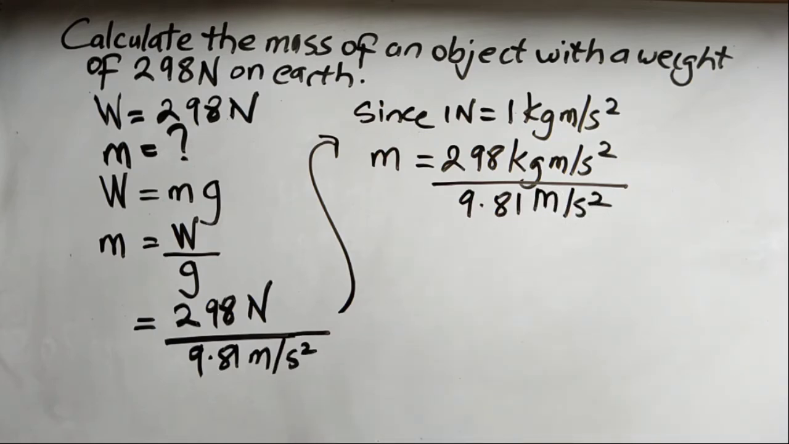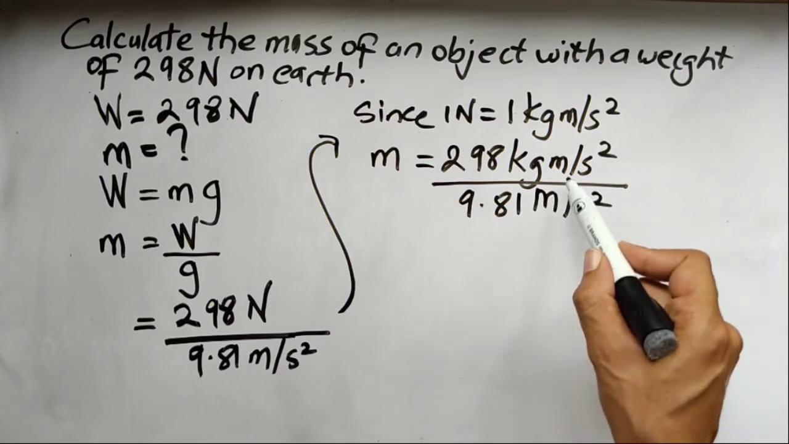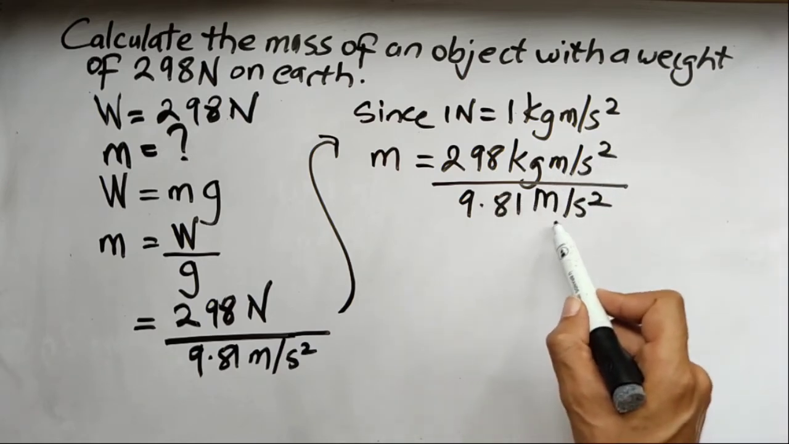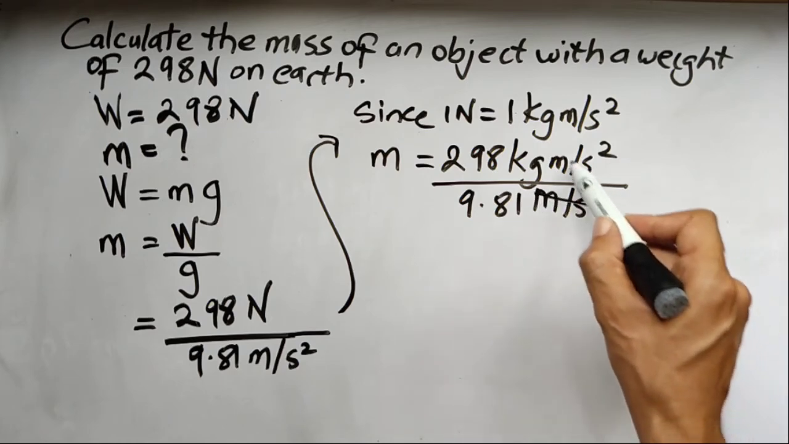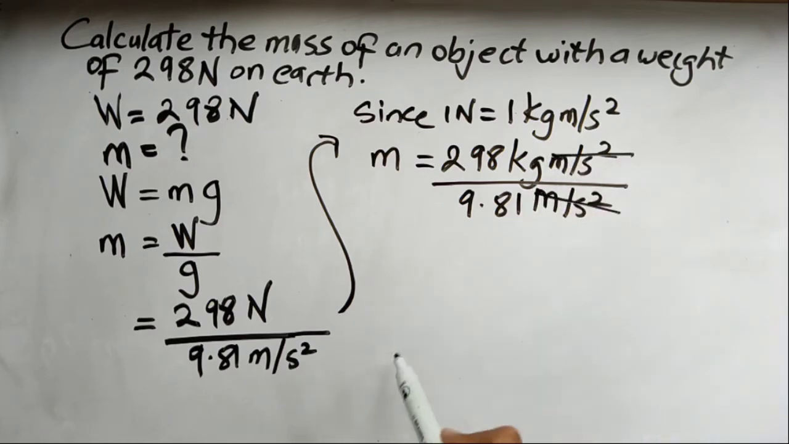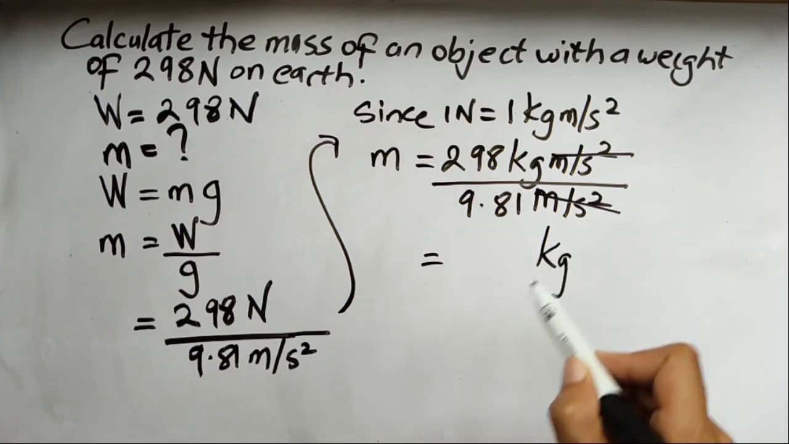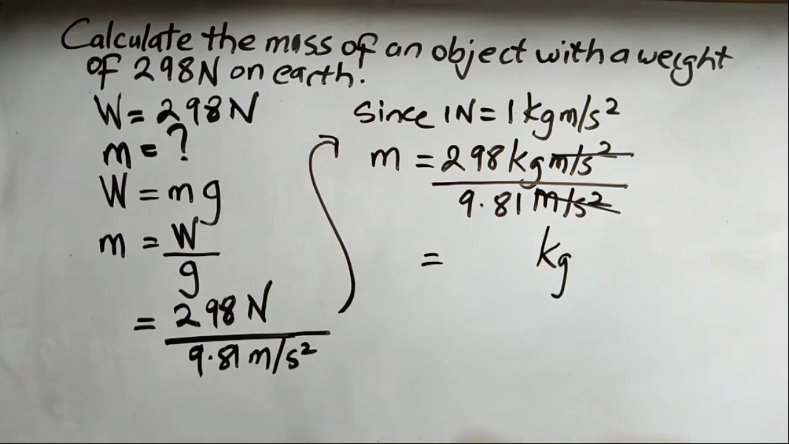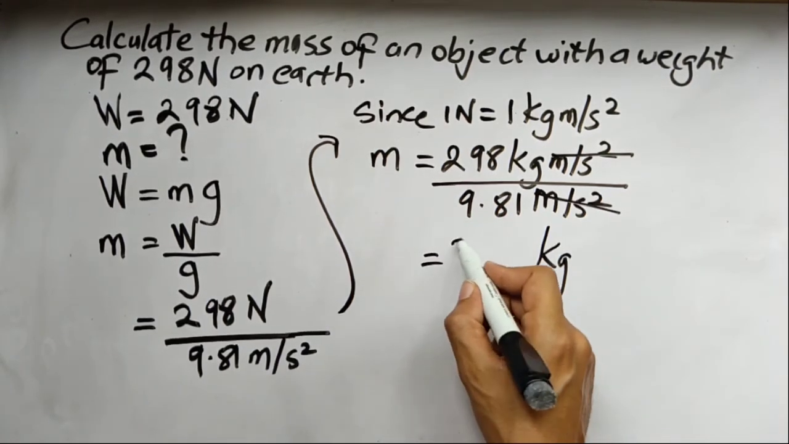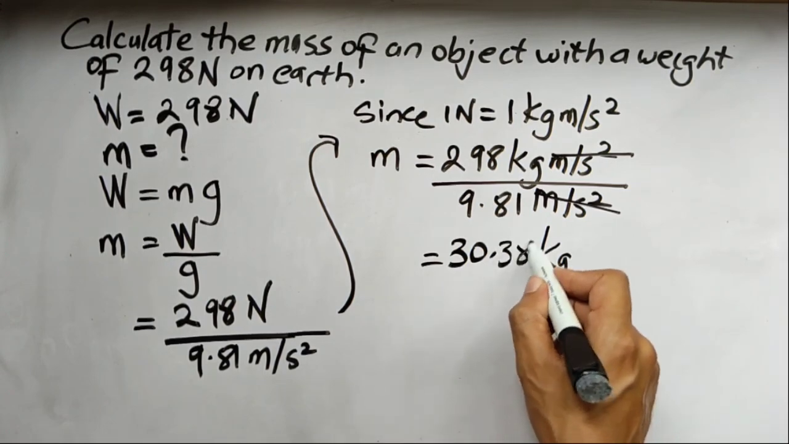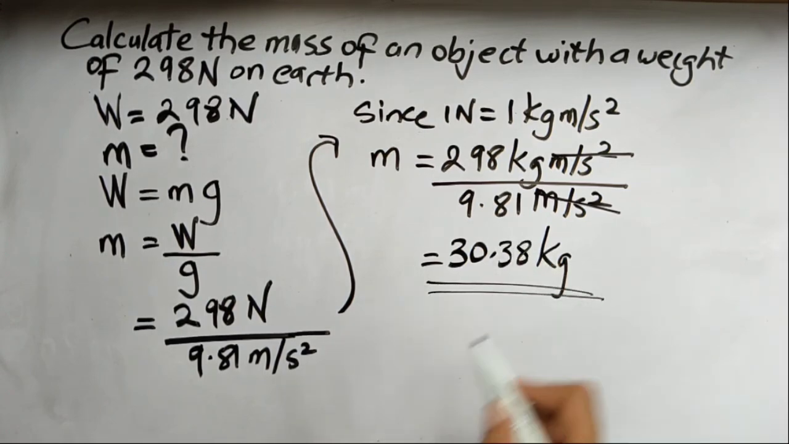Alright, so we'll consider the units quickly here. In this case, we'll have meters per second squared divided by meters per second squared, so we could cancel this unit here, and we will be left with the kilogram. So all that's left to do now would be to work the values numerically. So numerically it works to 30.38 kilograms, and that's the answer.